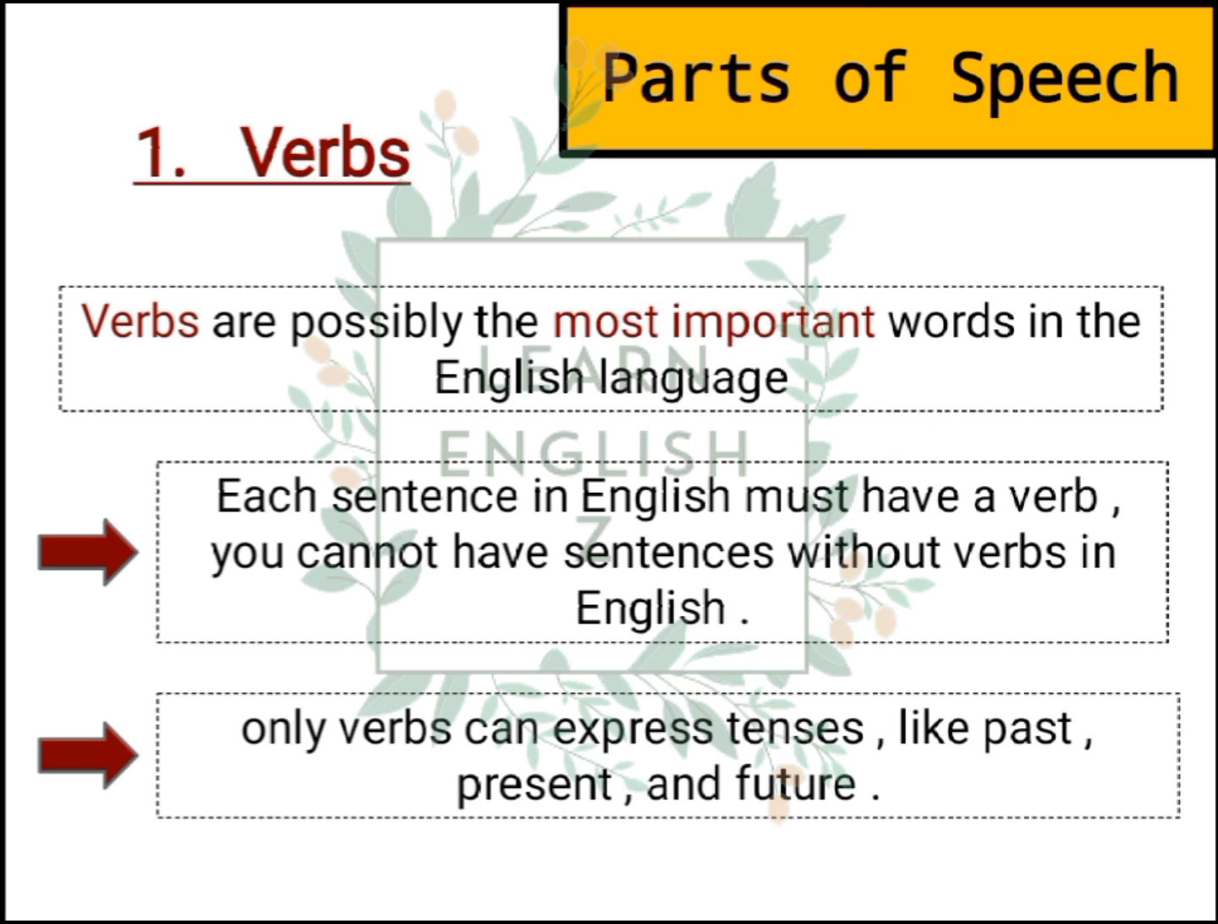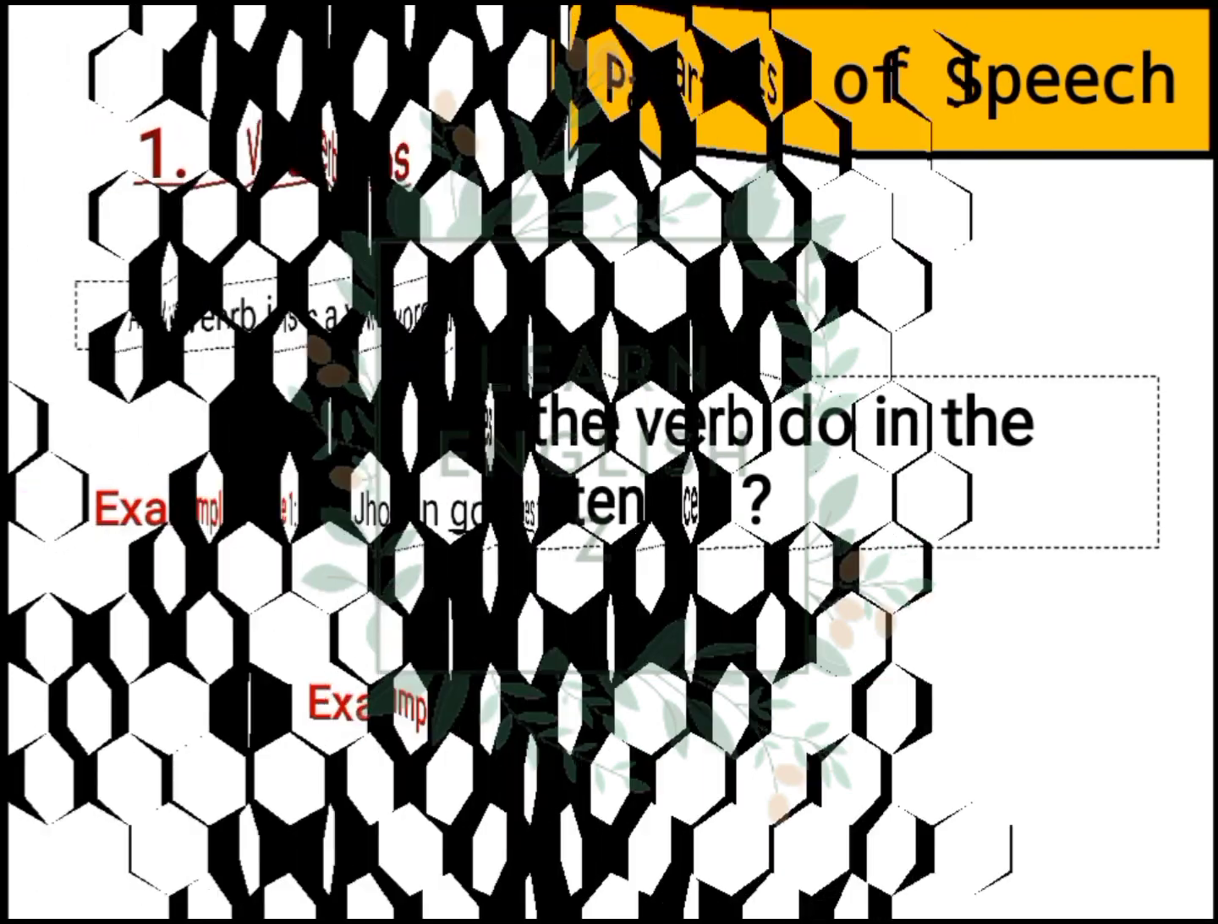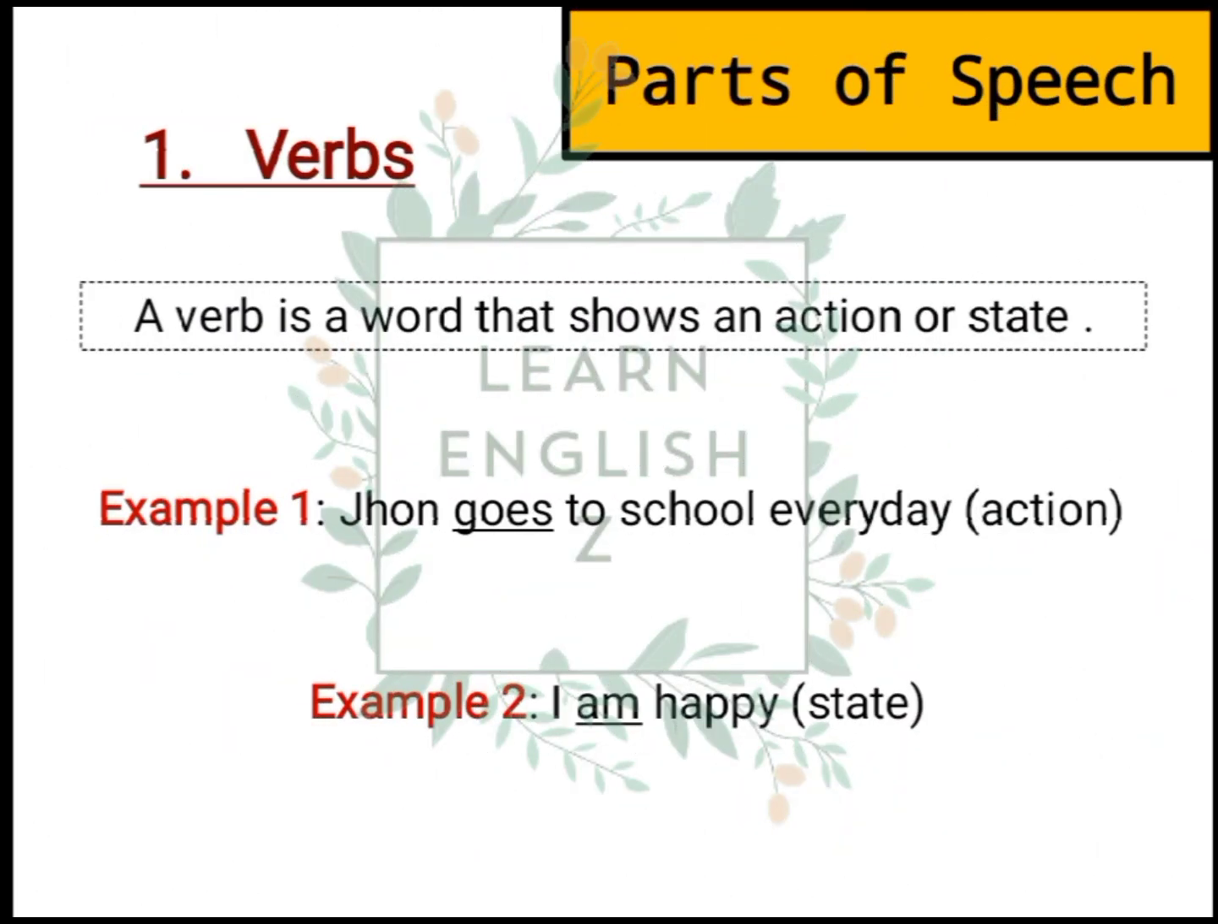First, the verb. Verbs are possibly the most important words in the English language, and that is for 2 reasons. Number 1. Each sentence in English must have a verb. You cannot have sentences without verbs in English. Number 2. Only verbs can express tenses, like past, present, and future. What does the verb do in the sentence? A verb is a word that shows an action or state.